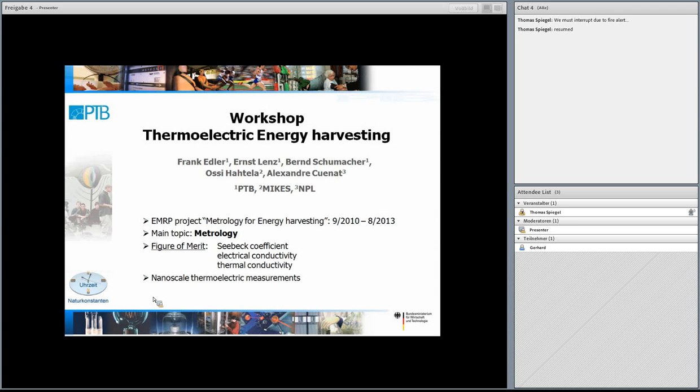The measurement of the Seebeck coefficient, as well as the development of reference materials for Seebeck coefficients, will be presented in a talk by Ernst Lenz, coming also from PTB Berlin. The next talk about electrical conductivity will be presented by Bernd Schuhmacher from PTB Braunschweig. And the thermal conductivity will be handled by Ossi Hattala from the Finnish Metrology Institute, MIKES. And last but not least, we will have a talk about nanoscale thermoelectric measurements given by Alex Suna from NPL.